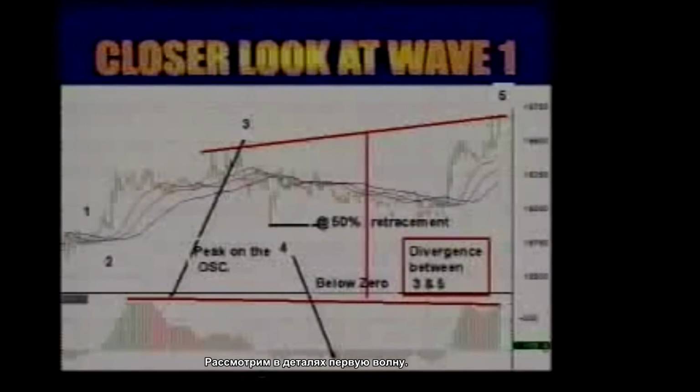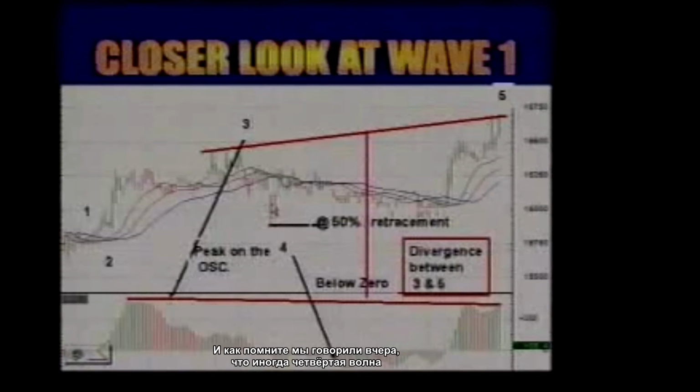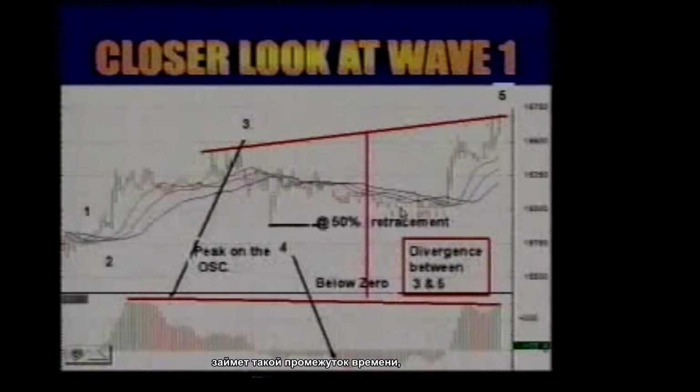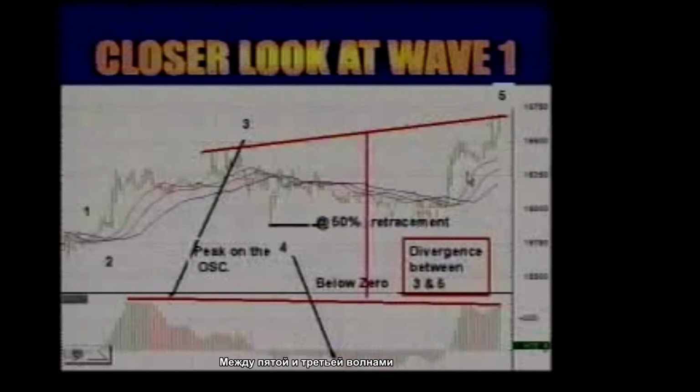Let's take a closer look at wave 1, and we'll put everything up here all at once. The oscillator peaked here and did not go below 0 until here, so we know that that's wave 3. It went below 0 here, and notice that it came down and had a long fourth wave here. And remember we said yesterday that fourth waves can often take, time-wise, the amount of time that 1 through 3 did. It took even a little bit longer there. We had divergence between wave 5 and wave 3. The price was higher here, but the momentum was lower there.